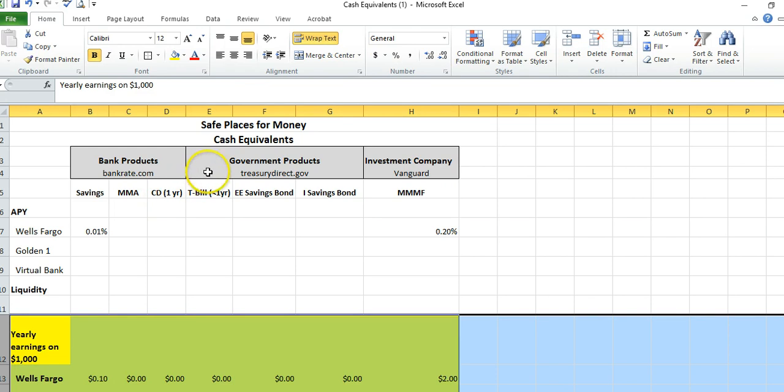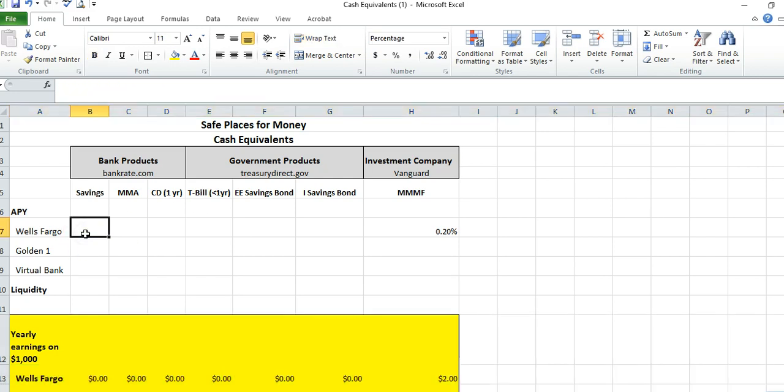The next are the government products: the T-bill, the EE savings bond, and the I savings bond. And then the last one is a money market mutual fund. I did not talk about the T-bill in the last video, but I'll introduce it now.